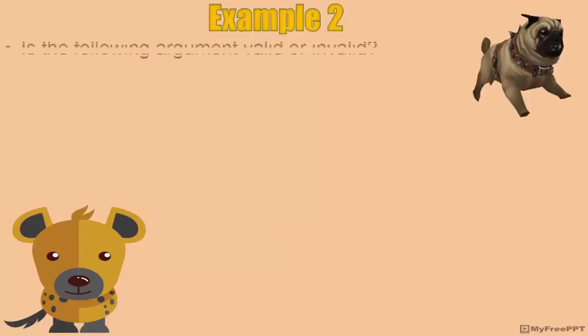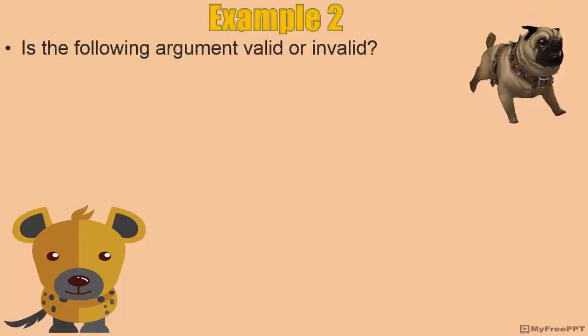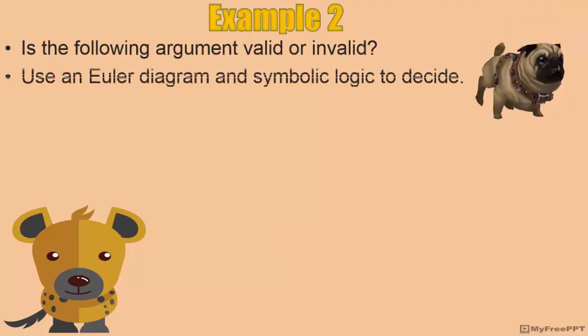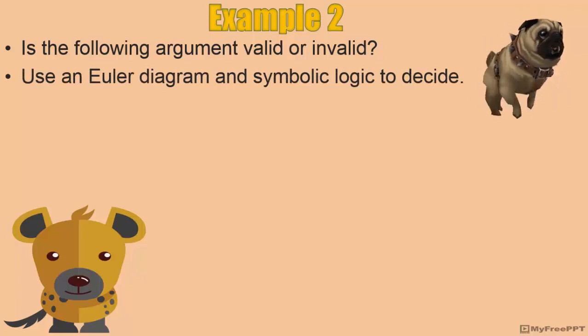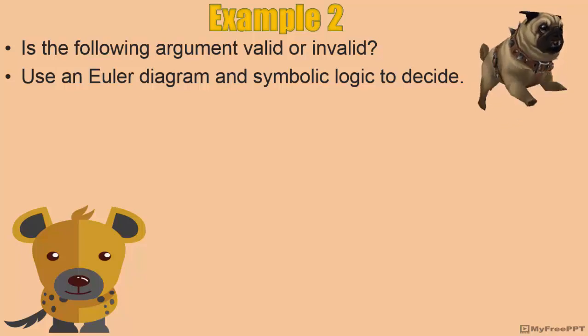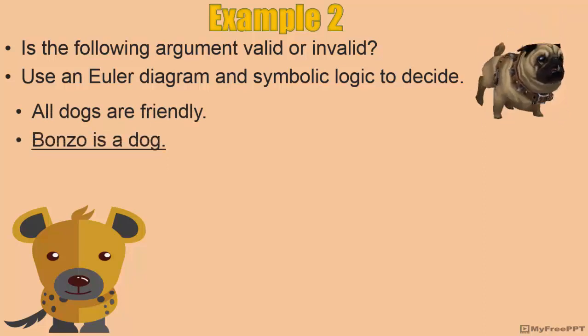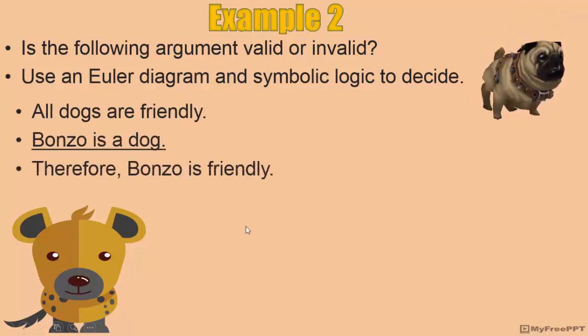In example number 2, we're going to decide whether or not this following argument about Bonzo is valid or invalid. We are first going to look at the argument using an Euler diagram and then use symbolic logic. So, all dogs are friendly, Bonzo is a dog, and therefore Bonzo is friendly.